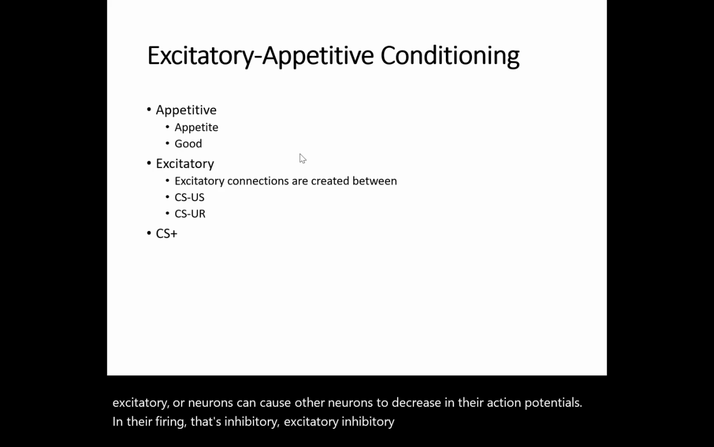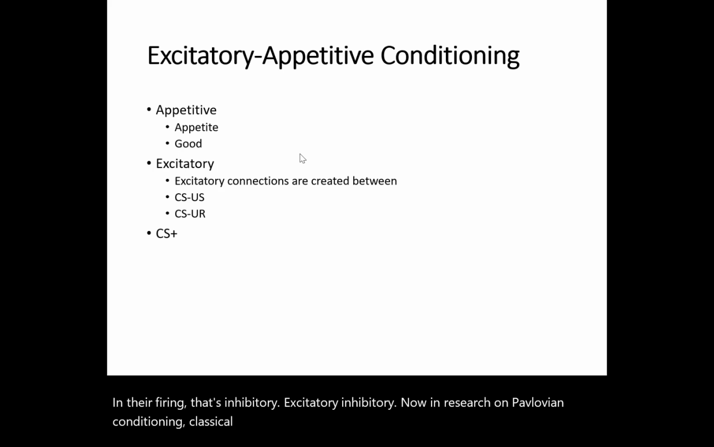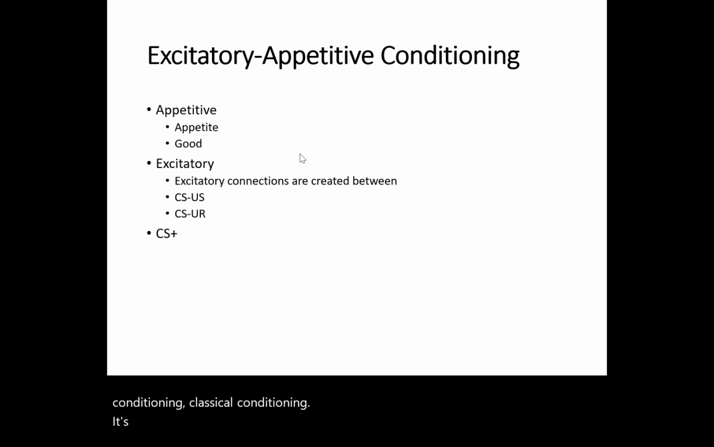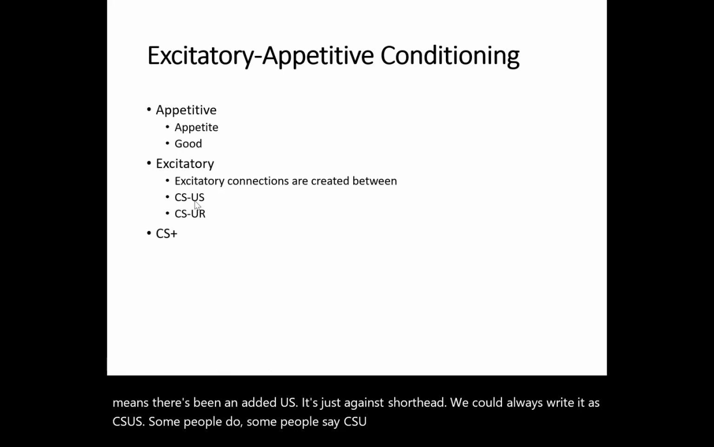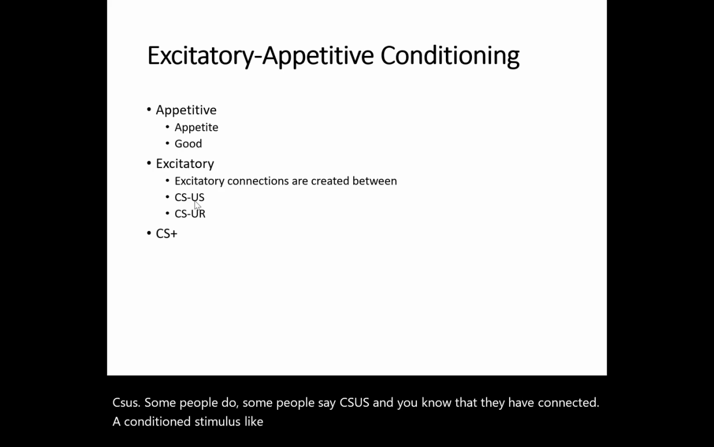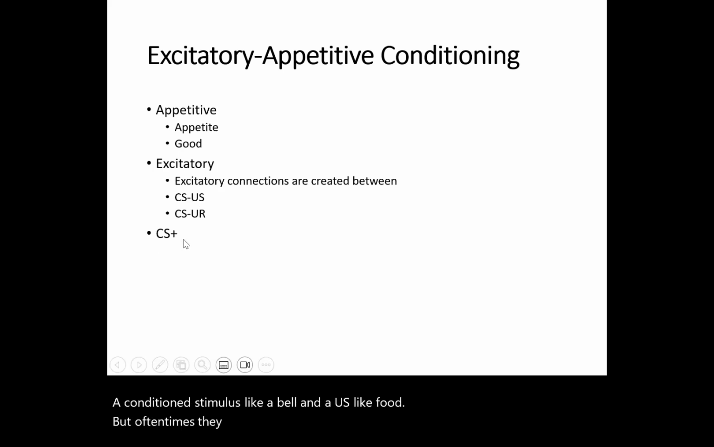Now, in research on Pavlovian conditioning, classical conditioning, it's often used in shorthand. We just say CS plus. CS is a conditioned stimulus, and plus means there's been an added US. It's just, again, shorthand. We could always write it as CS-US. Some people do. Some people say CS-US, and you know that they have connected a conditioned stimulus, like a bell, and a US, like food. But oftentimes they just use the CS plus.